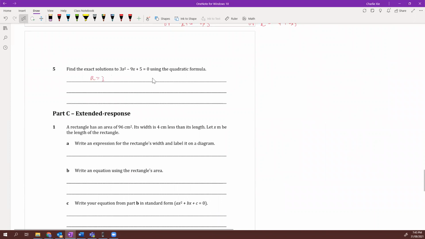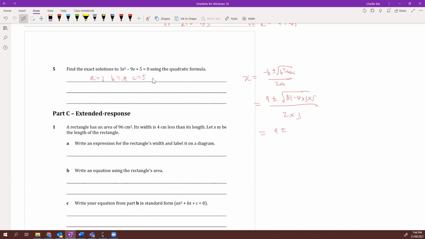So a is 3, your b is negative 9, and your c is 5. So the answer x equals negative b plus or minus square root of b squared minus 4ac, over 2a. That's your formula. So negative b is negative 9, so negative b would be positive 9. Positive 9 plus or minus square root of b squared. b is negative 9, squared. I don't want to write step by step, but b is negative 9. Negative 9 squared is 81. 81 minus 4 times a, which is 3, times c, which is 5, over 2 times a, which is 3.